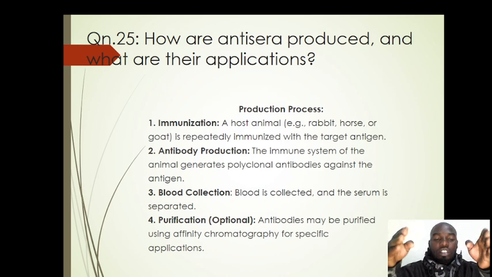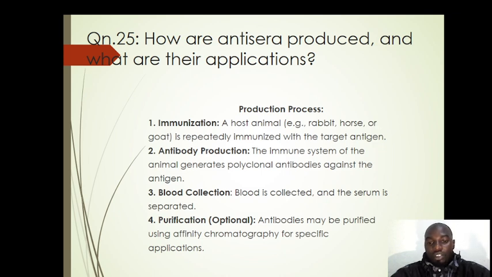As I am saying, in the first process, immunization, we take the host and inject the target antigen. Then the host itself produces the antibodies against the antigen, which is the second point. Then the third one, we collect the blood and serum is separated from the collected blood. Then the last step is purification, which is optional, where antibodies may be purified using affinity chromatography for specific applications.